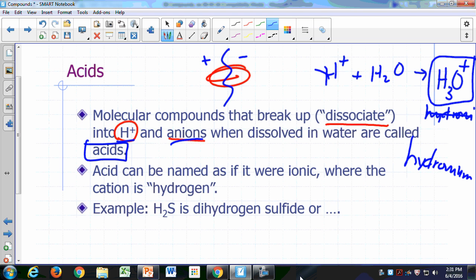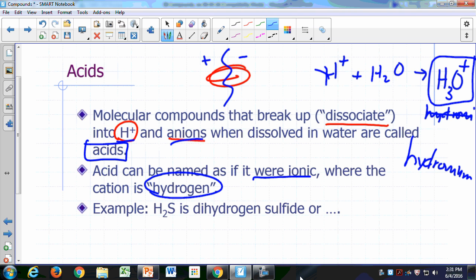Anyway, because acids dissociate to form ions in water, acids can also be named. It's common to name acids as if they were ionic, even though acids by themselves are molecular compounds. Like HCl, pure HCl is made up of hydrogen chloride molecules. But if you put it in water, your H plus can break off from the chloride and you get ions. So you can name them as though they're ionic. The positive ion in this case would be hydrogen, the cation, and then what's left behind is called the conjugate base.